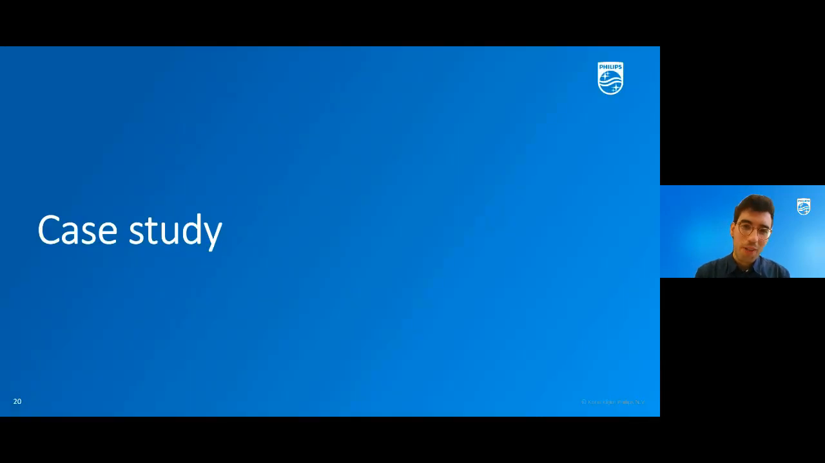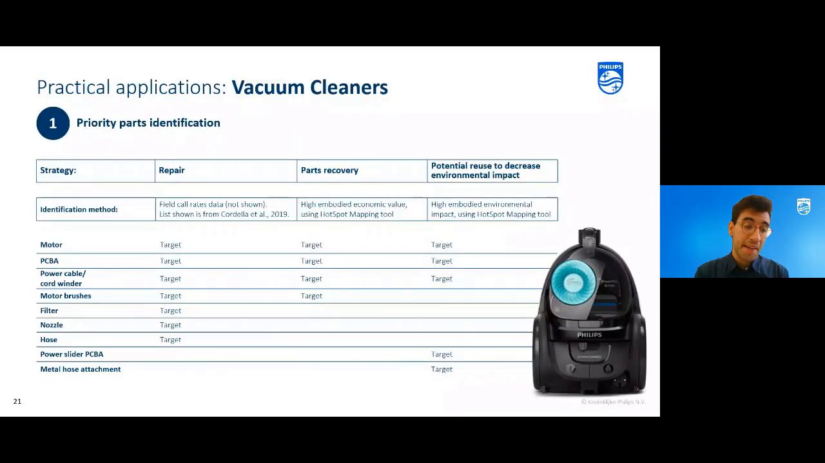So we also wanted to briefly show you a practical case study that we worked on. This was really the first project where we tested this new process and tools. This case study was focused on vacuum cleaners. And again, the first thing that we did in this case was to identify those priority parts. We identified priority parts considering mainly strategies of repair and parts recovery, because they were the most suitable ones based on the context of vacuum cleaners and the company. And then we also looked at those parts with the highest environmental impact.